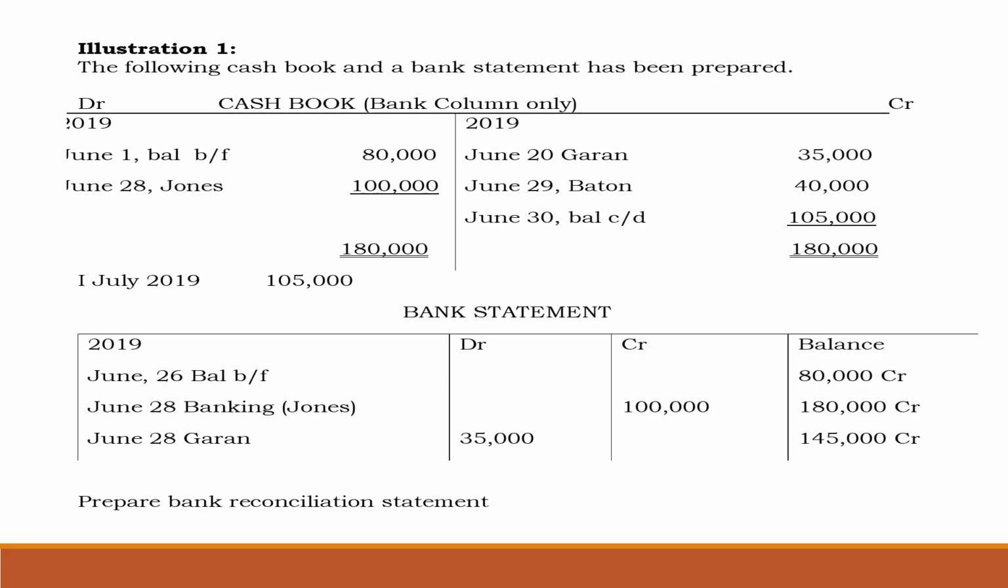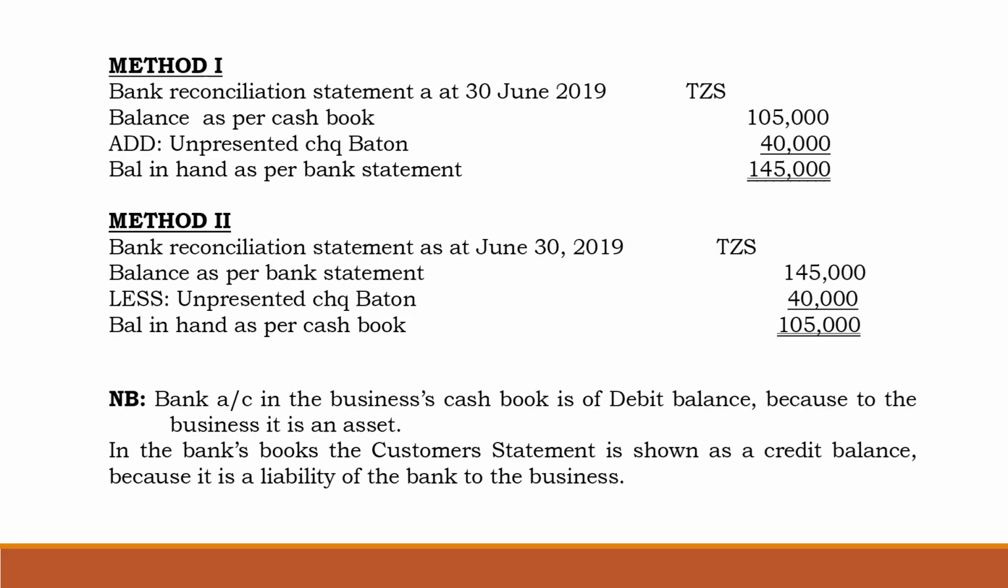In a bank statement it shows 145. Because we have a small transaction, it is very easy to see that there is an unpresented check written to Button that is not yet presented for payment. So this can be shown. We have two methods.